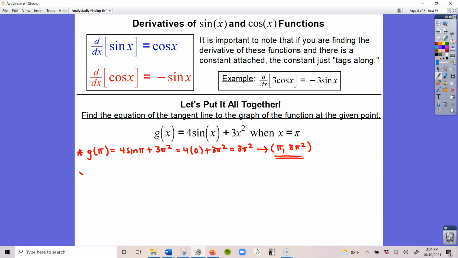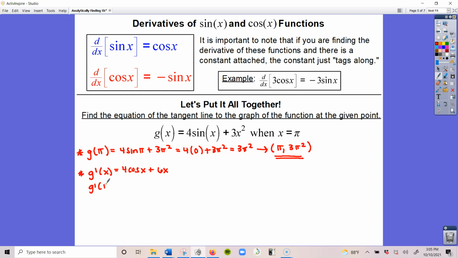Now we need to take that derivative. So g prime of x. Remember, we're finding the derivative because then I'll need to plug in pi to get the slope of my tangent line. So g prime, the derivative of sine, is cosine. So for the derivative of this part, it would be 4, because remember, the number just tags along, cosine x plus 6x.